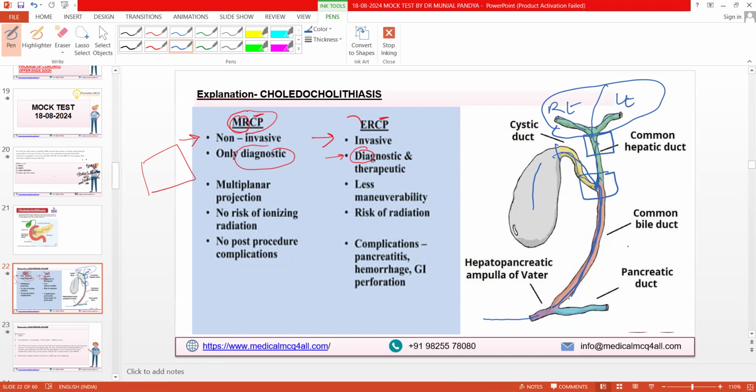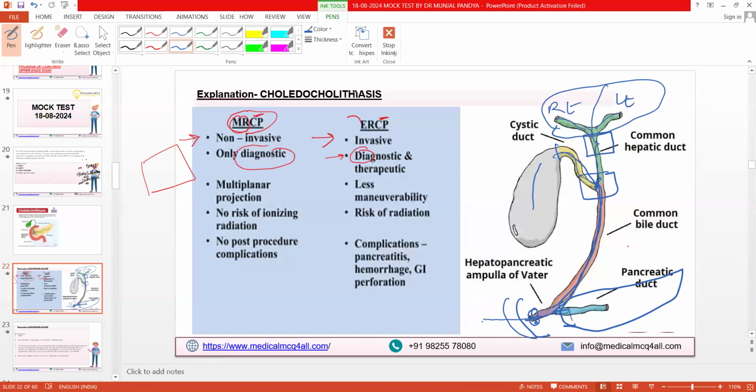This common bile duct eventually joins with the pancreatic duct. Why? Because this is the pancreas, simple. This is the pancreas here, right? So this pancreatic duct and the common bile duct merge, and this is the ampulla of Vater, and it opens in the second part of the duodenum. This is anatomy, simple. Everybody knows, right?